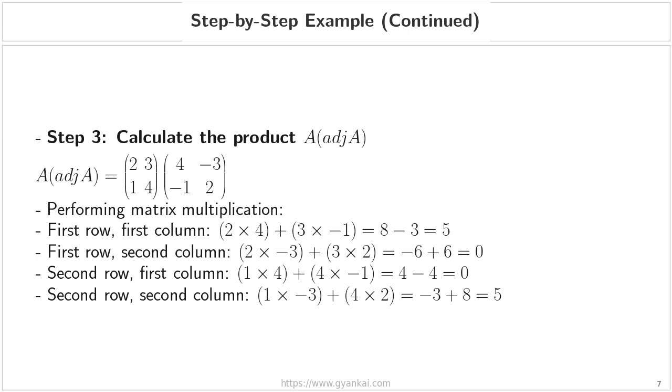Moving down to the second row, let's calculate the first column. We take the second row of A and multiply it by the first column of the adjoint, 1 times 4 plus 4 times -1. That gives us 4 minus 4, which is also 0. Finally, for the second row, second column, we multiply the second row of A by the second column of the adjoint, 1 times -3 plus 4 times 2. This gives us -3 plus 8, resulting in 5. As you can see, our resulting matrix has 5s on the main diagonal and 0s everywhere else. In the next slide, we will compare this result to our determinant to see if the theorem holds true.